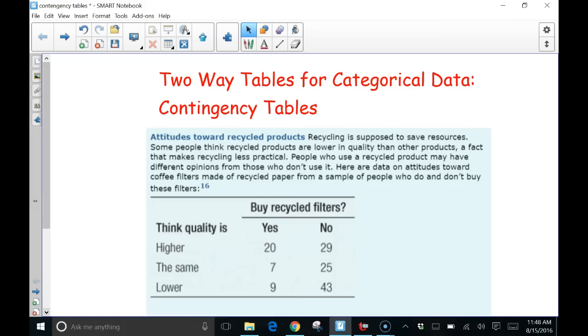Welcome to the first stats video for the year. The topic for this is two-way tables for categorical data, or in other words, contingency tables.